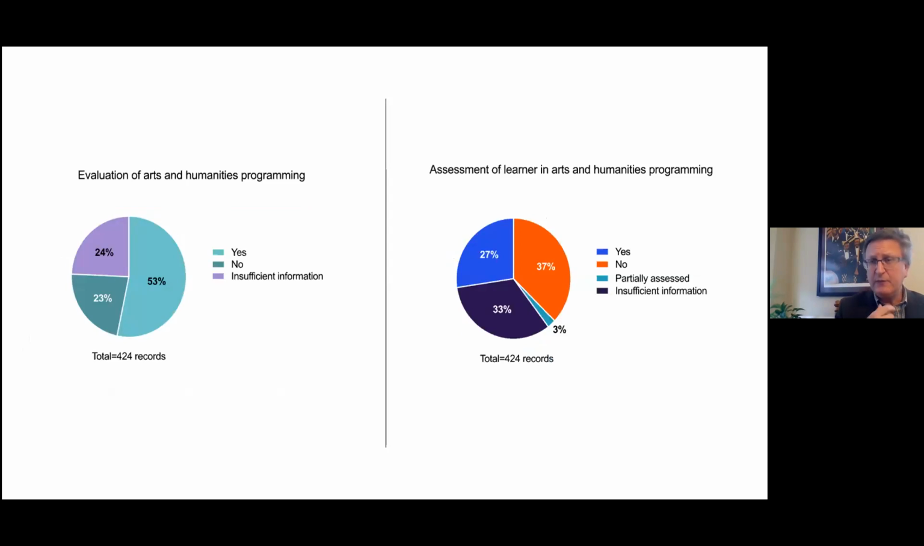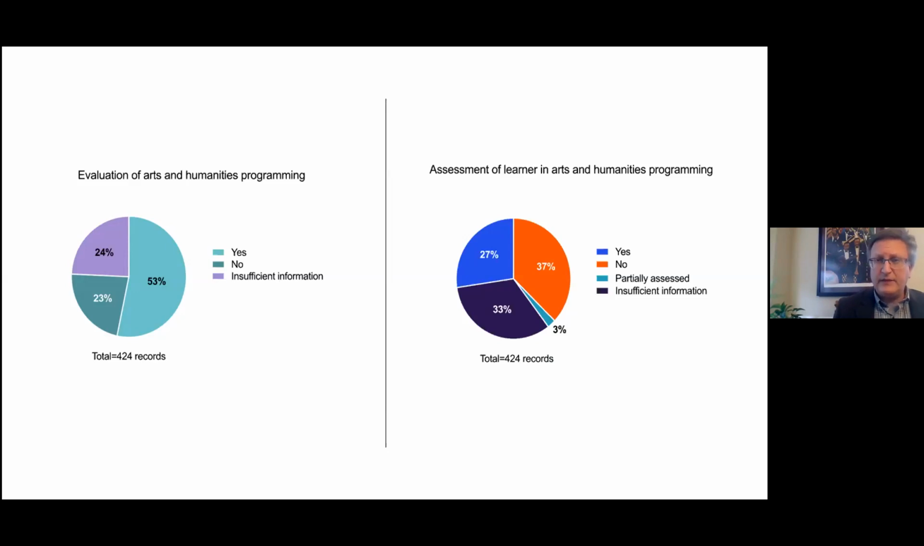We looked at whether, when there were courses that were talked about, or course kinds or curricular offerings, they were evaluated and whether the learners in those curricular offerings were evaluated. On the left side, you see whether the curricular offerings were evaluated, and just over half were evaluated. So nearly half of the records did not have an evaluation of the course or did not talk about an evaluation so that we could tell.